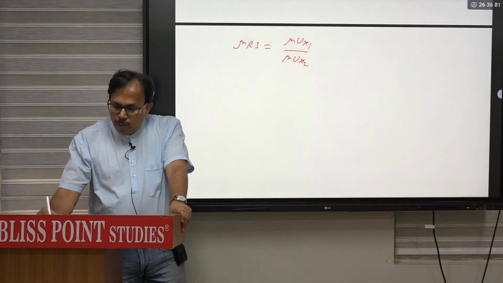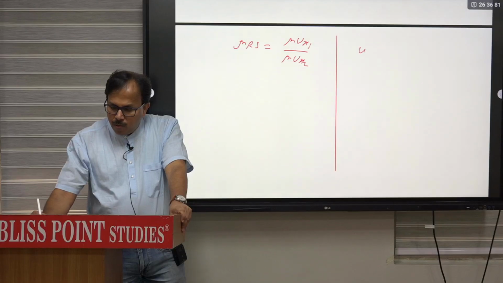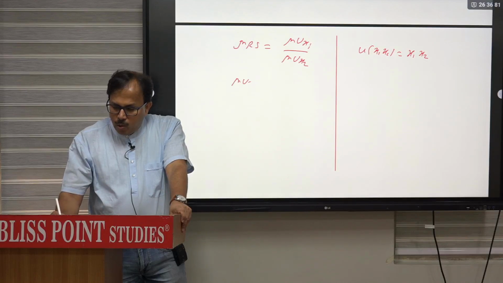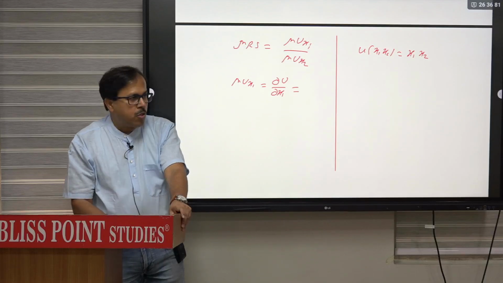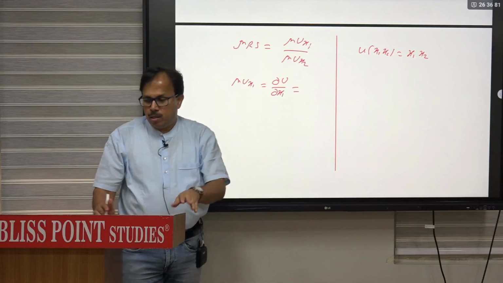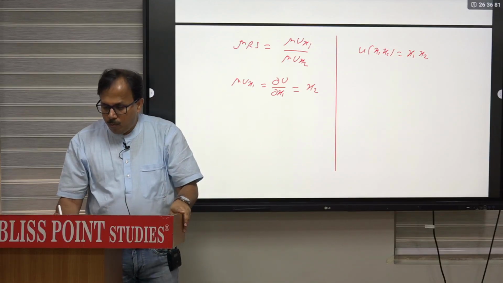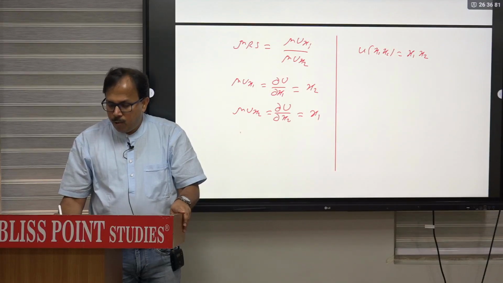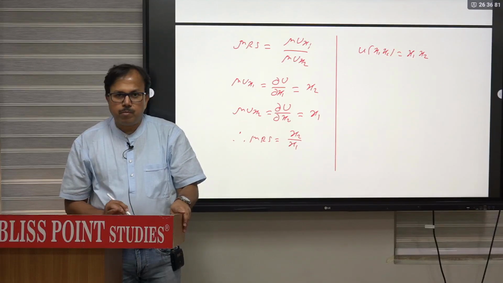So apply this for the same function. It was written x1 into x2. So I calculate marginal utility of good 1 by differentiating the function with respect to x1, keeping x2 constant. The differentiation of x1 x2 with respect to x1, holding x2 constant, will give you x2. Marginal utility of good 2 is the derivative of the function with respect to x2 keeping x1 constant, therefore x1. So MRS will be x2 upon x1.